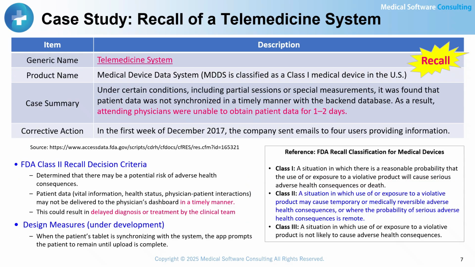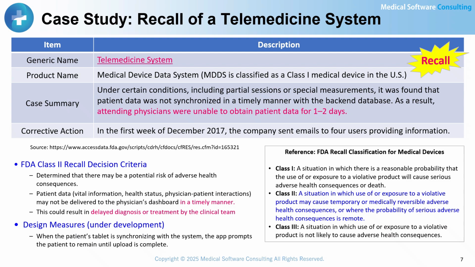Now, let's look at a case study of risk analysis, focusing on a recall incident involving the Care Innovations Health Harmony mobile telemedicine system. This system was designed so that patients could measure their vital signs, such as blood pressure, at home, and then send that data to their clinical team. The clinicians, in turn, could monitor the patient's health status and provide advice or instructions remotely.